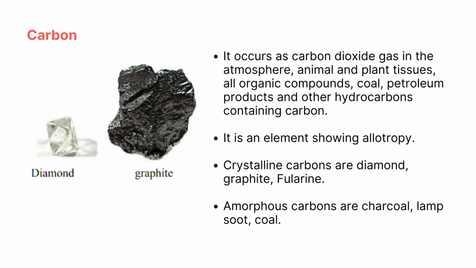It is an element showing allotropy. Carbon has crystalline forms as well as amorphous forms. Crystalline carbons are diamond, graphite, and fullerene. Amorphous carbons are charcoal, lamp soot, and coal.